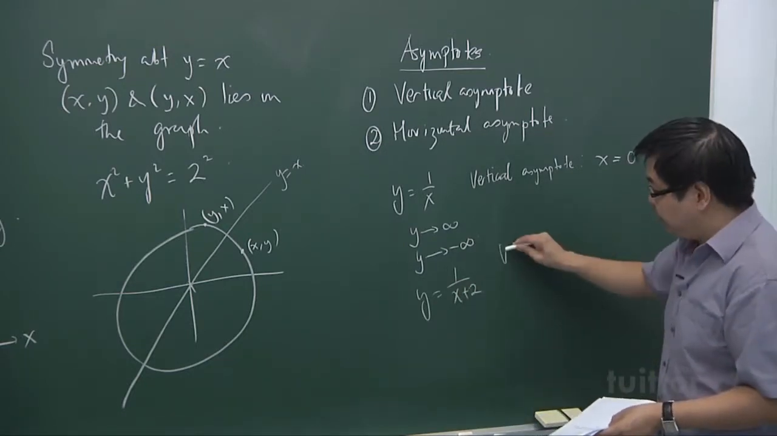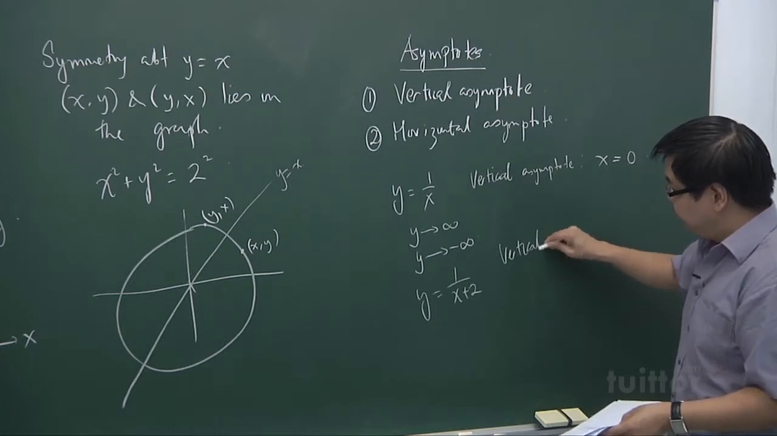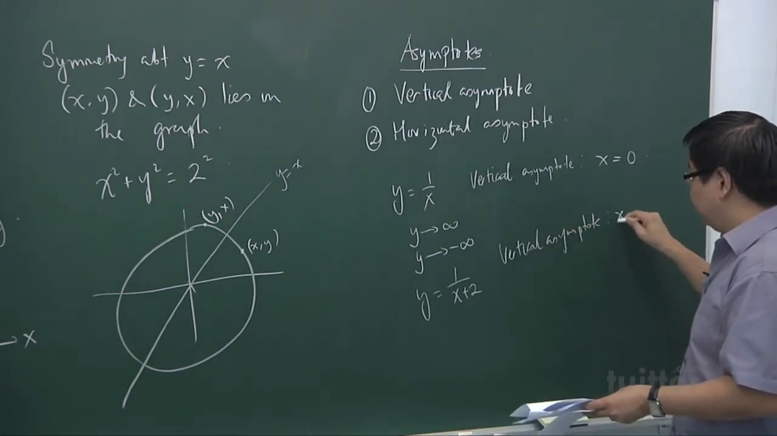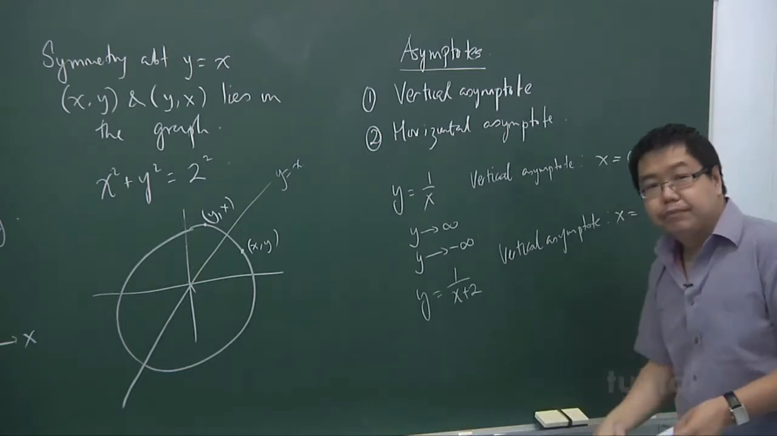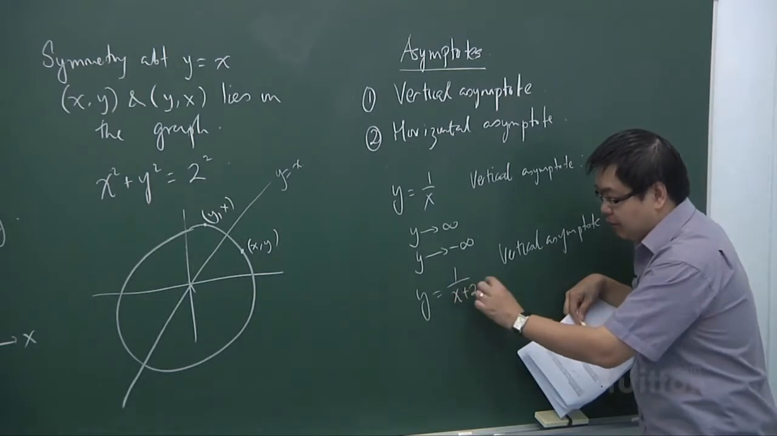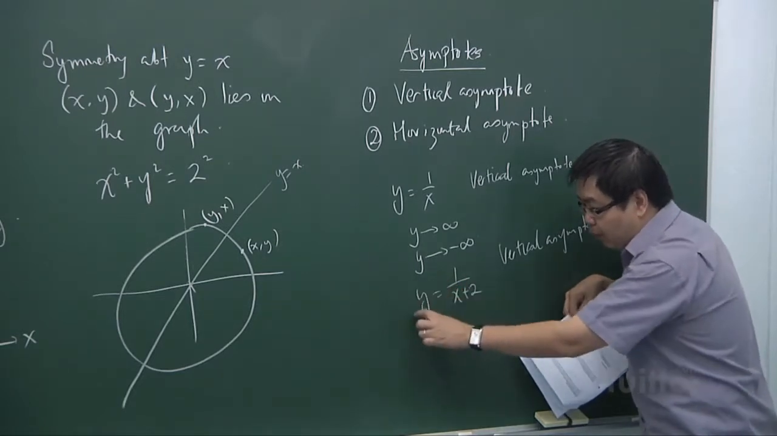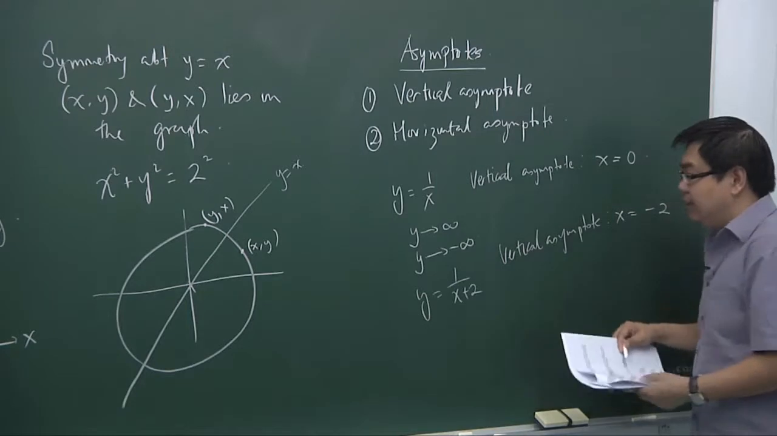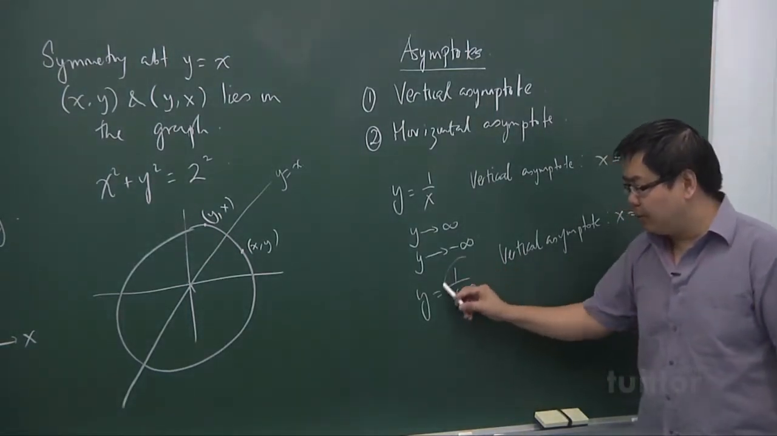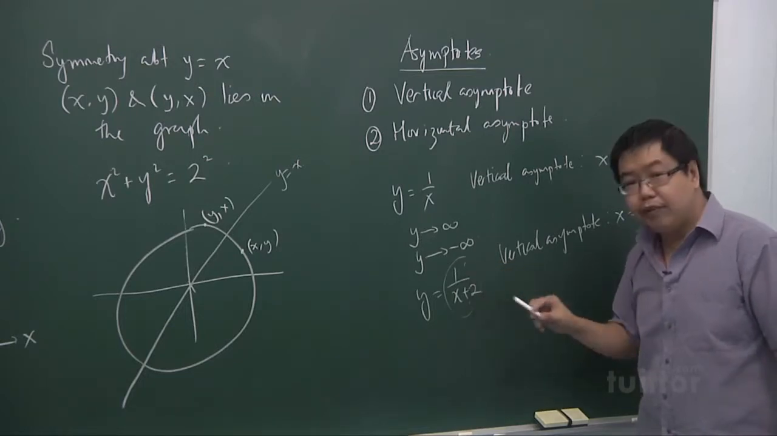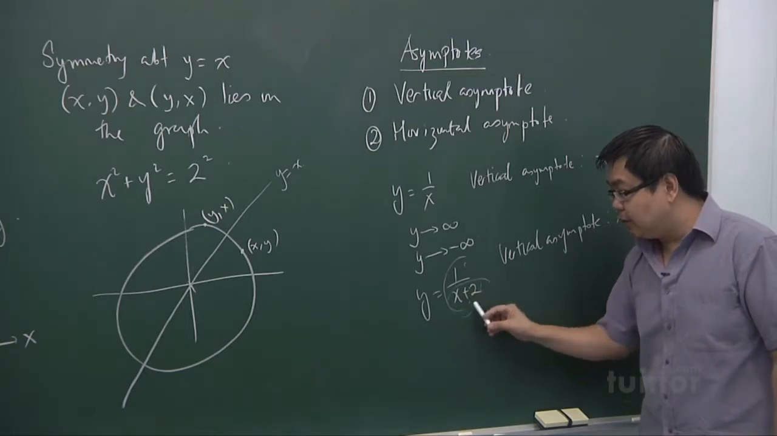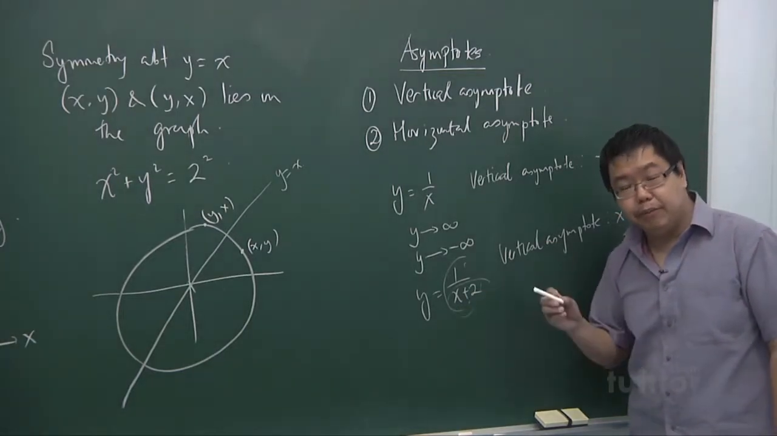Okay? This time round, the vertical asymptote will be x equals minus 2. Because when x approaches minus 2, that means this whole thing approaches 0, so y approaches infinity or minus infinity. So in general, for this kind of algebraic fraction, which has a ratio of two functions, the way to obtain the vertical asymptote is by letting the denominator go to 0. Okay? That will be the x values.